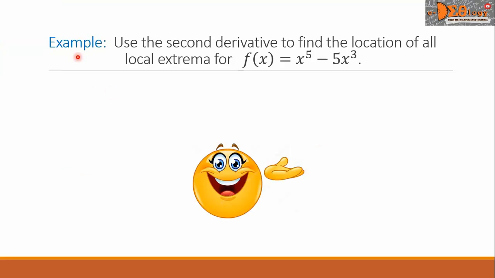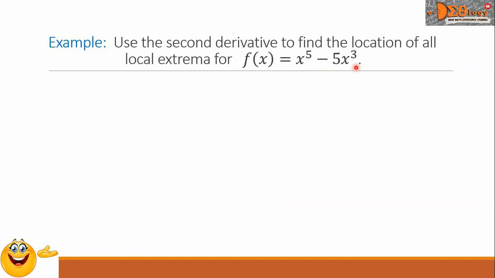Let us see this example. Use the second derivative to find the location of all local extrema for the function f of x equals x raised to 5 minus 5x cubed. For our solution, step 1 is to find critical points when f prime of x equals 0.